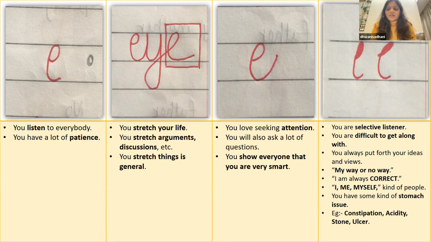Then we are going to the third E. Now in the third E, they are making an angle. Can you see that the E is going up? Instead of going down, it's going up. So now that means that these people love seeking attention. These people are attention seekers. These people want to show everyone that they're very smart. These people are going to ask a lot of questions.